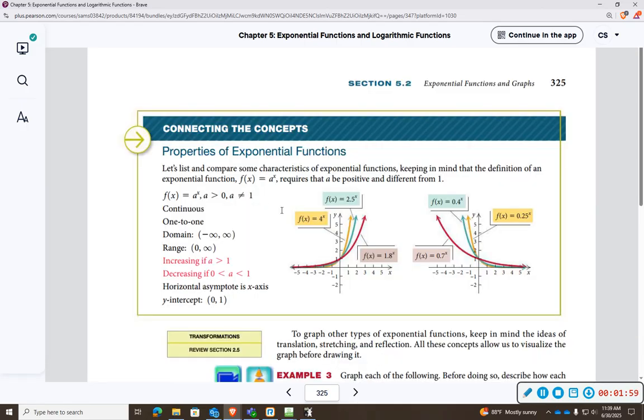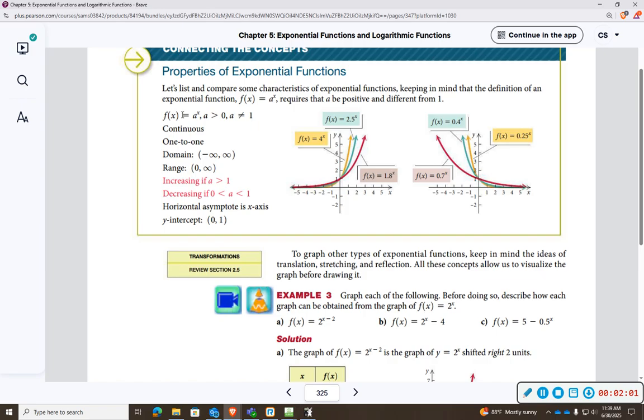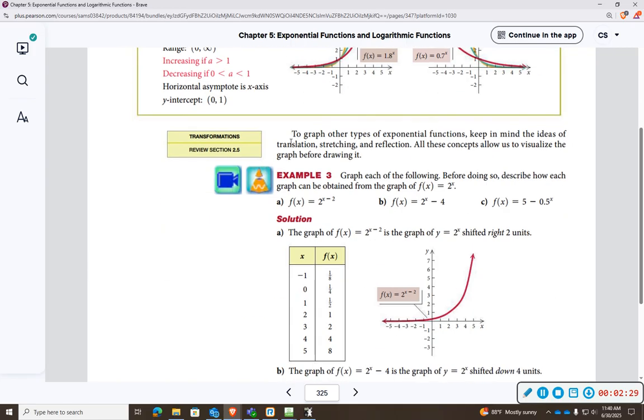Here are some properties that they let you know. A is greater than 0, not equal to 1. It's continuous. It's a one-to-one graph. Domain is negative infinity to positive infinity. The range is 0 to infinity. If a is greater than 1, it's going to be increasing. It's decreasing if we were between 0 and 1, so whatever that number is that's attached to our exponent. Horizontal asymptote is the x-axis, and the y-intercept is (0, 1). That's the standard basic graph.